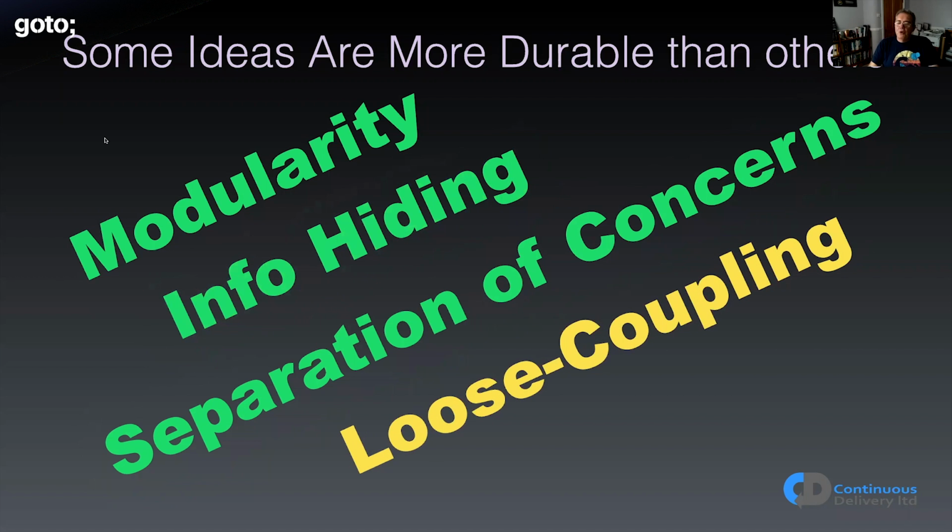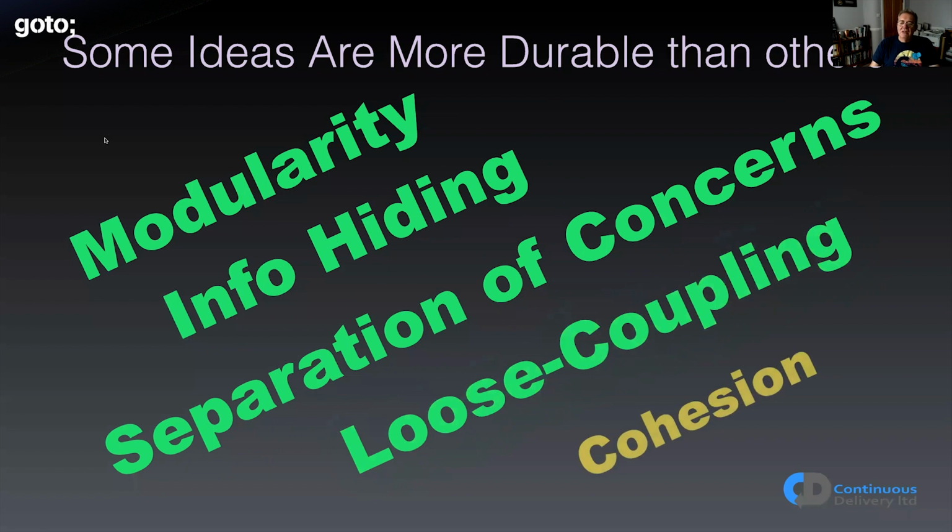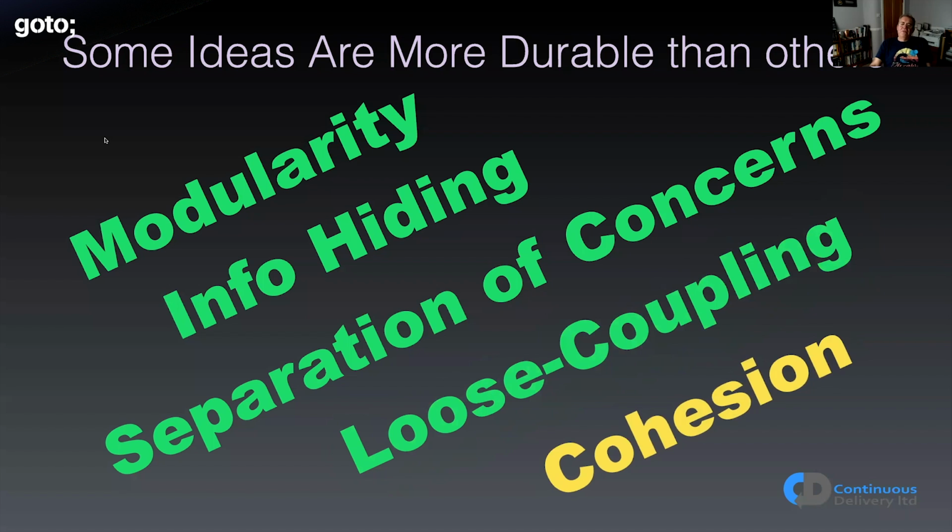I've put loose coupling here. I think probably a better phrase is appropriate coupling, to make sure that our system is coupled to the minimum necessary degree in where it happens, and cohesion. The importance of getting the ideas that are related close together.